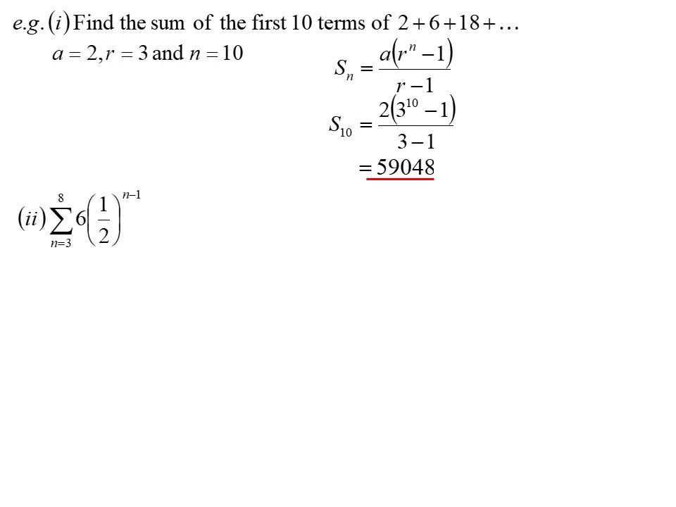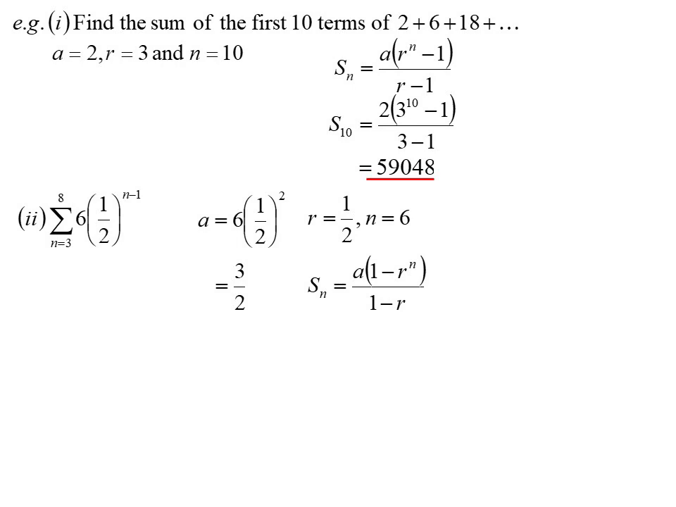Here's one in sum notation. We're going from 3 to 8. The first term is not just 6 in this case. The first term is when n equals 3, so we substitute in n equals 3 and we get 6 times a half squared, which is 3 on 2. Our common ratio, well that would be the half. Remember it's ar to the power of n minus 1. It's still the ratio. And the number of terms: 8 minus 3 is 5, but we've got one more, so we've got 6 terms.